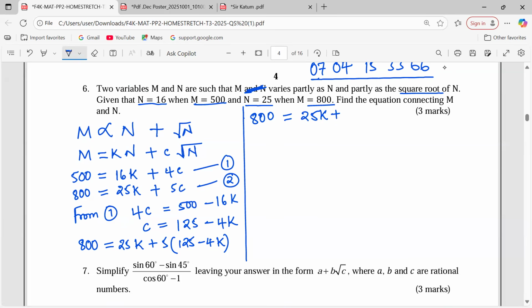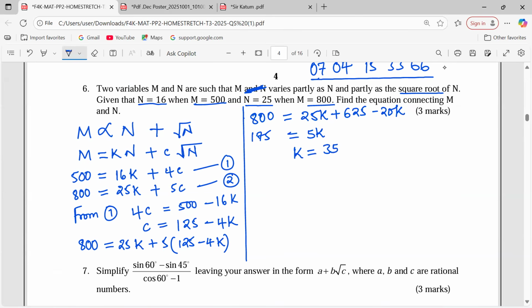25K plus this by 5 equals 625 minus 20, the value of K. So this is 5K. Then we take 800 minus 625, which is 175. To remain with the value of K, we divide through by 5. This is 35. So the value of K is 35.